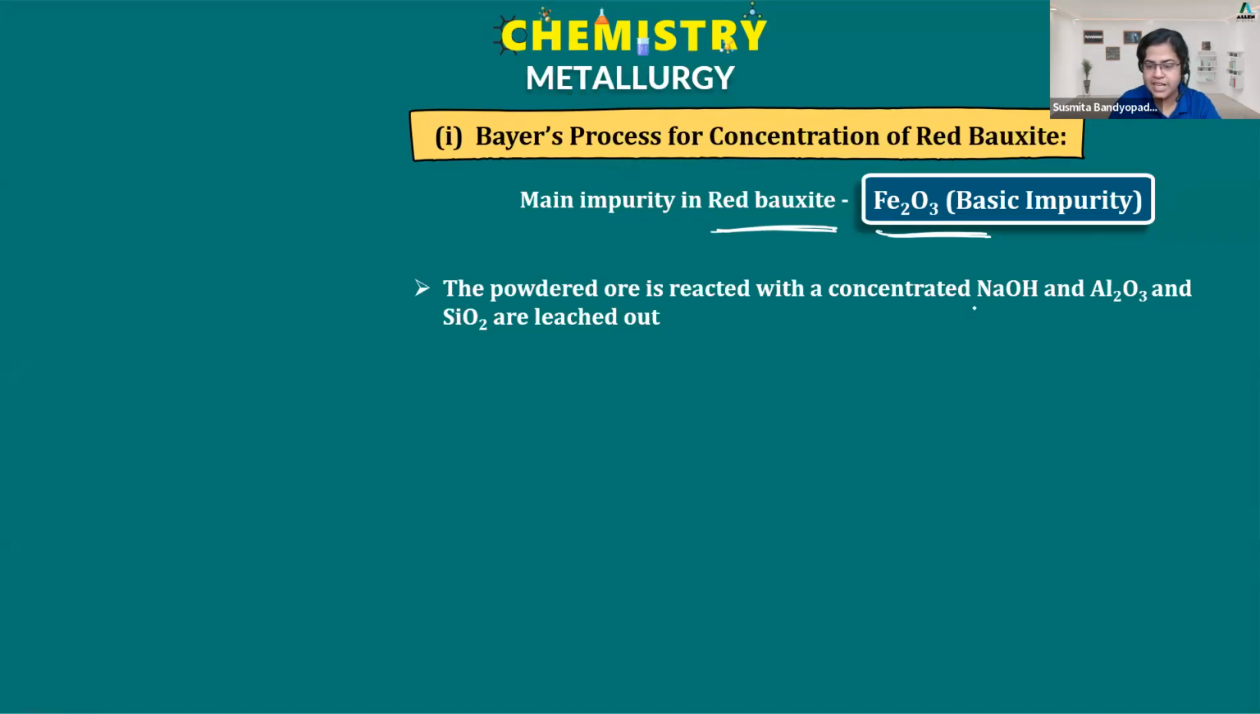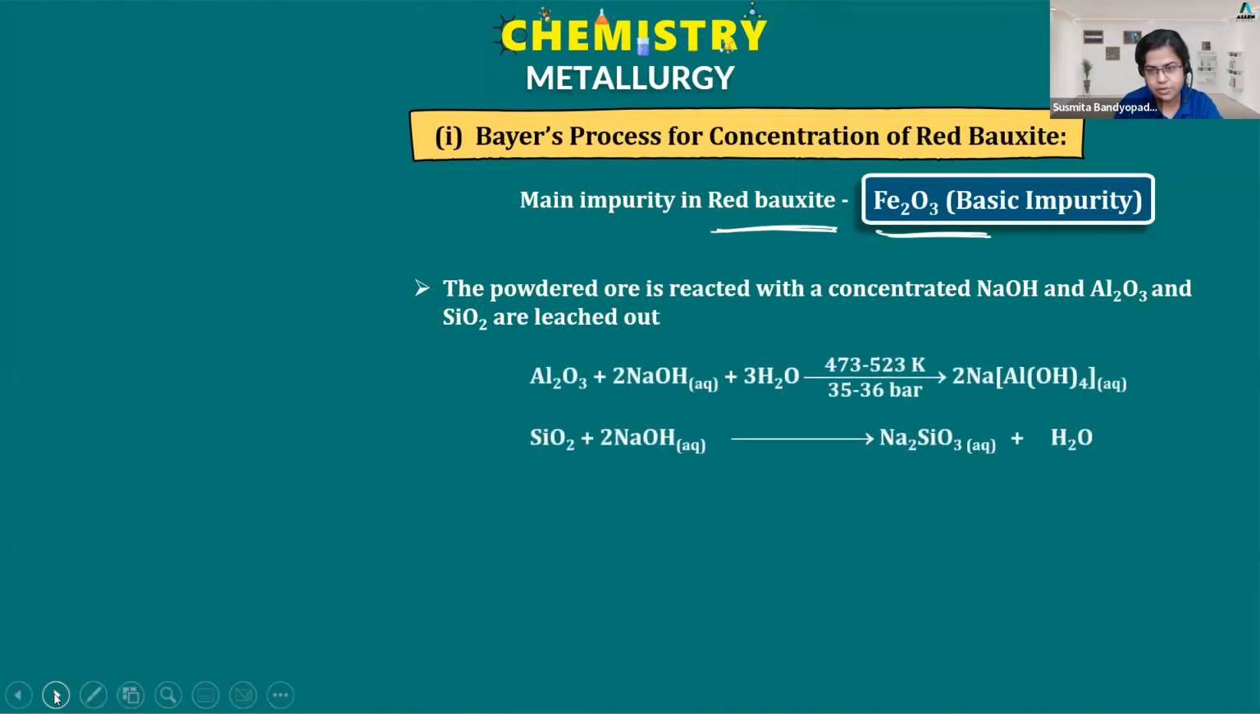You will take concentrated NaOH and add it. As a result, there's one good thing and one bad thing also. The ore is getting dissolved and forming a complex. There's a temperature and pressure condition. But it only helps us to remove Fe2O3. SiO2 is also reacting with NaOH and forming sodium silicate, which is water soluble. So I get two water soluble components. One of the impurities also dissolved in NaOH.